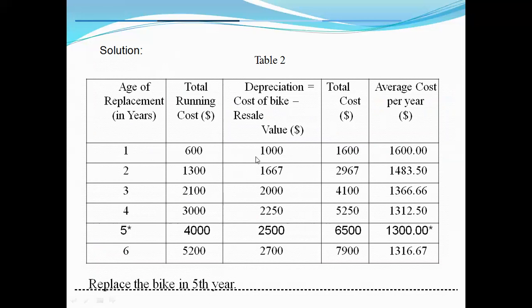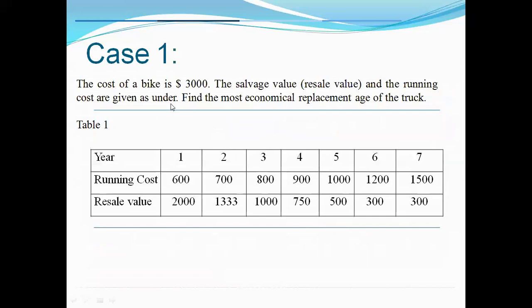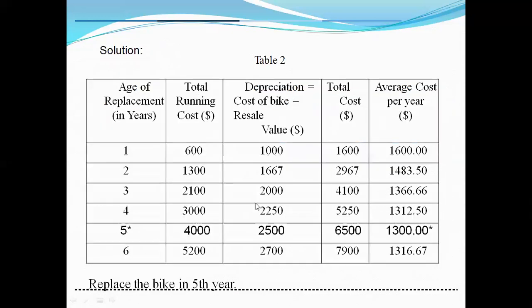And what will be the depreciation? Depreciation is nothing but the cost of the bike minus resale value. So the total cost is 3000, minus the resale value 1000, and hence we have 2000. Upon addition, the total cost is 2100 plus 2000, that is 4100. The average is the total cost for 3 years divided by 3 years: 4100 divided by 3, and hence 1366.